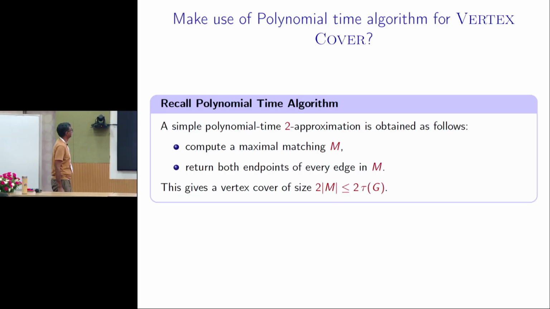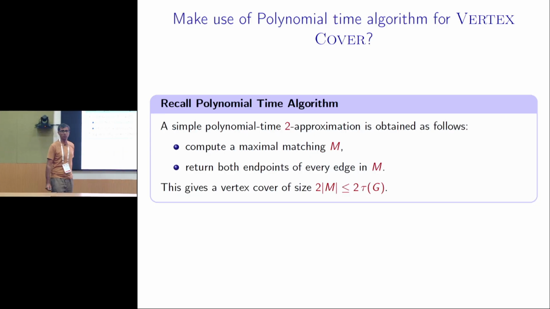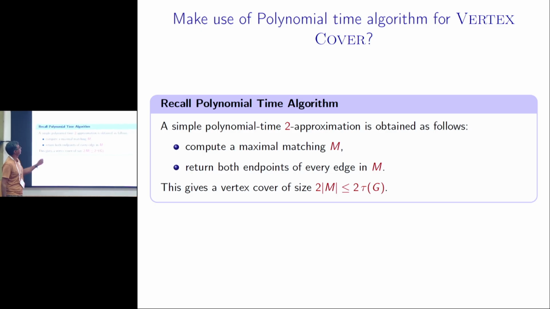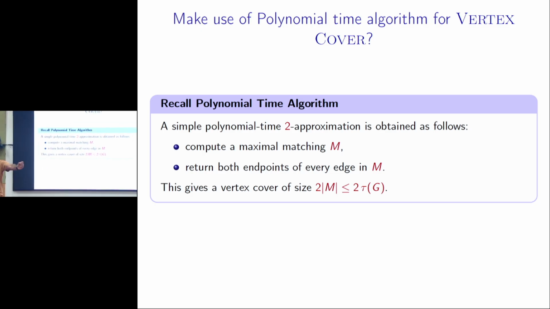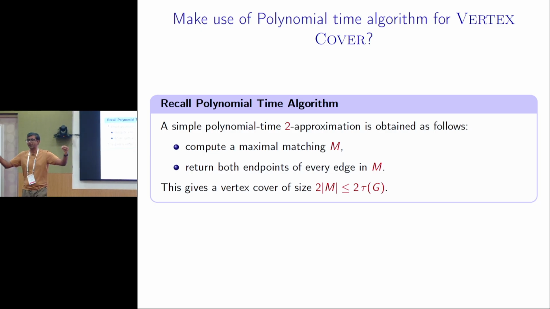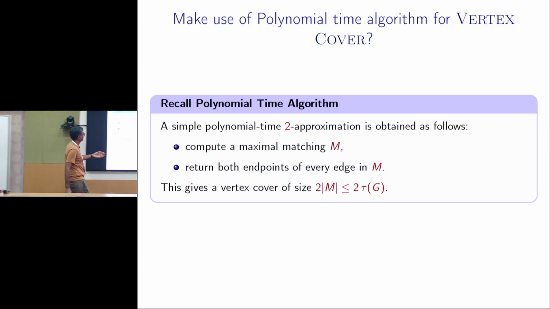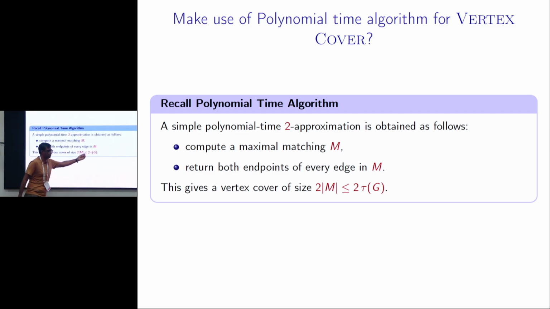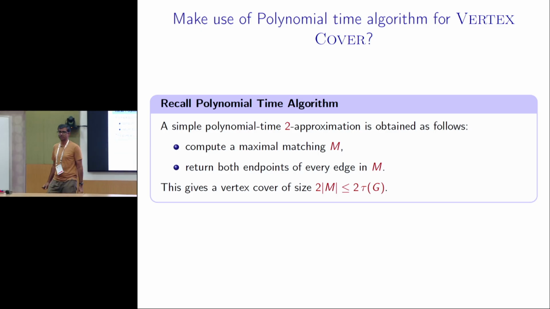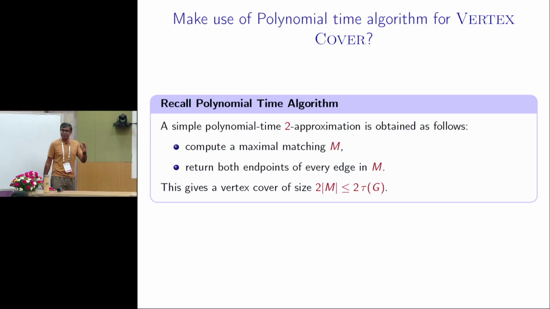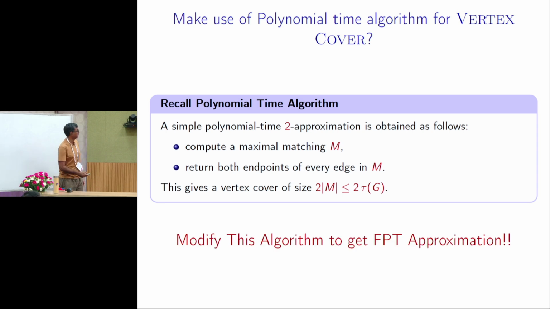Okay. So what is a simple polynomial time 2 approximation algorithm for vertex cover? You find a maximal matching and you return both endpoints of this maximal matching. And you know that this is 2 times the cardinality of M, which is at most 2 times the minimum vertex cover. You are happy because every matching edge must contain at least one vertex in the vertex cover. Correct? So this is a factor 2 approximation.